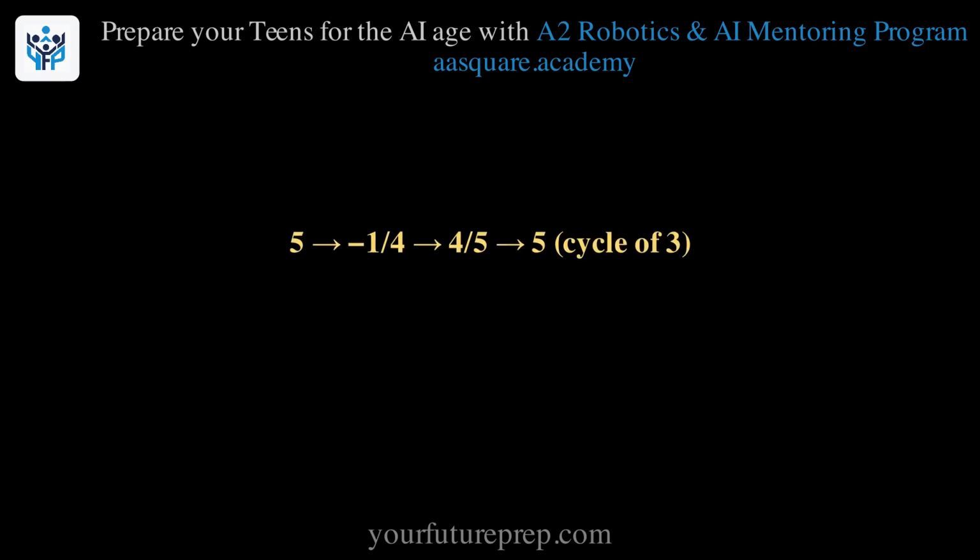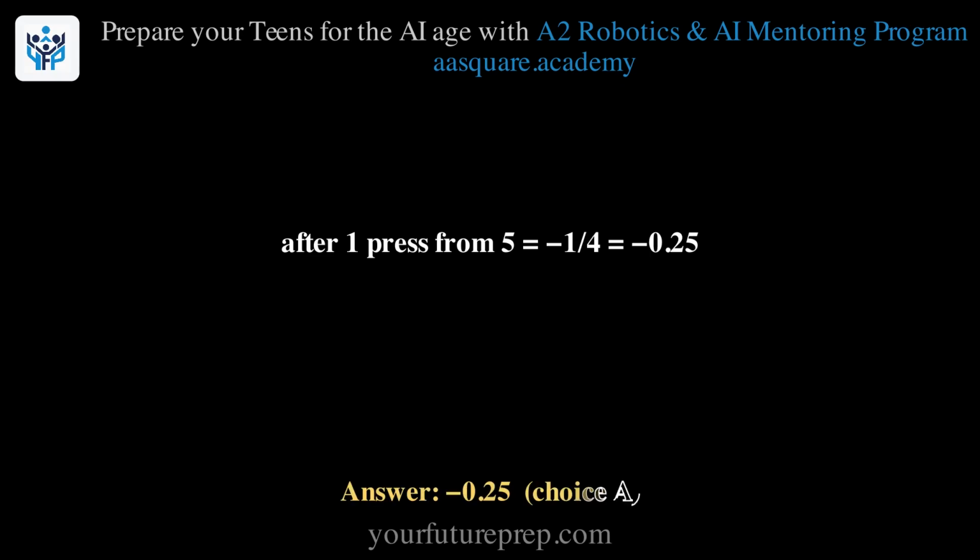Apply the key a few times. Use 100 mod 3 equals 1. So the display reads -0.25, choice A.